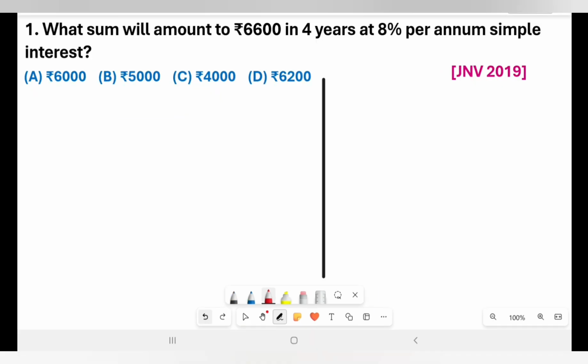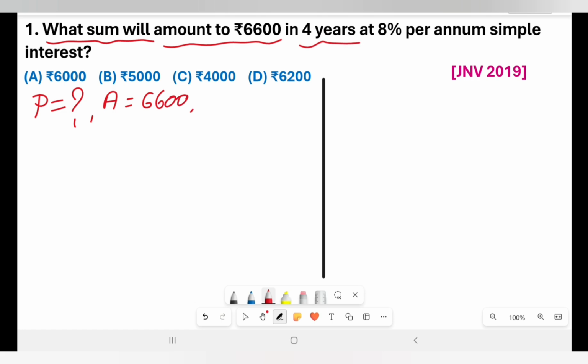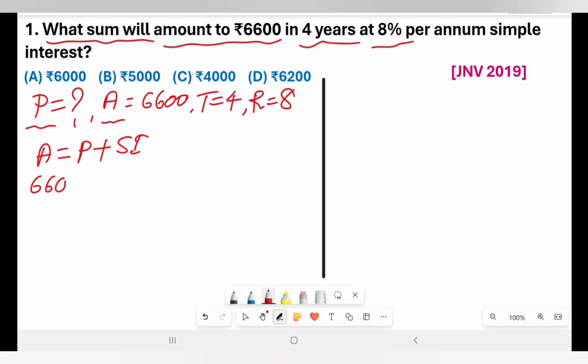Everyone, in this question, sum means the principal value we have to find out, and amount is given as 6,600 rupees. Here 4 years is the time period, and 8 percent is the interest rate, R is equal to 8. As you know the relation between principal and amount, amount is equal to principal plus simple interest. So here amount is given, 6,600.